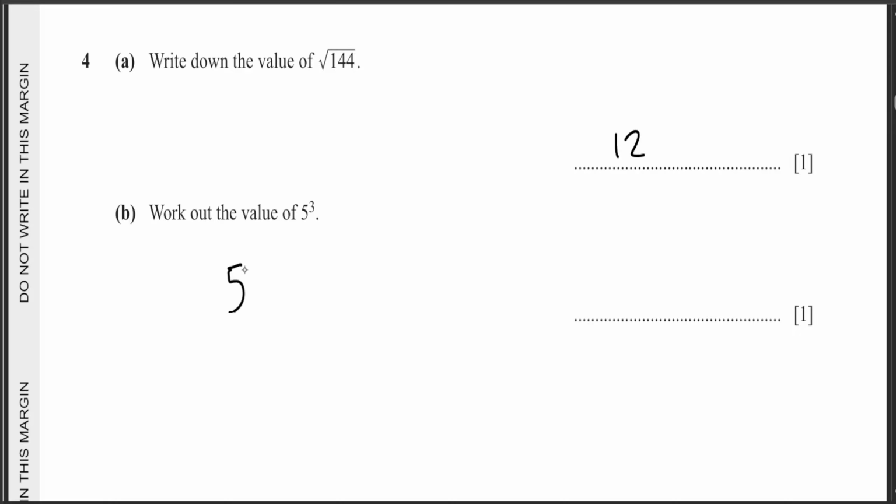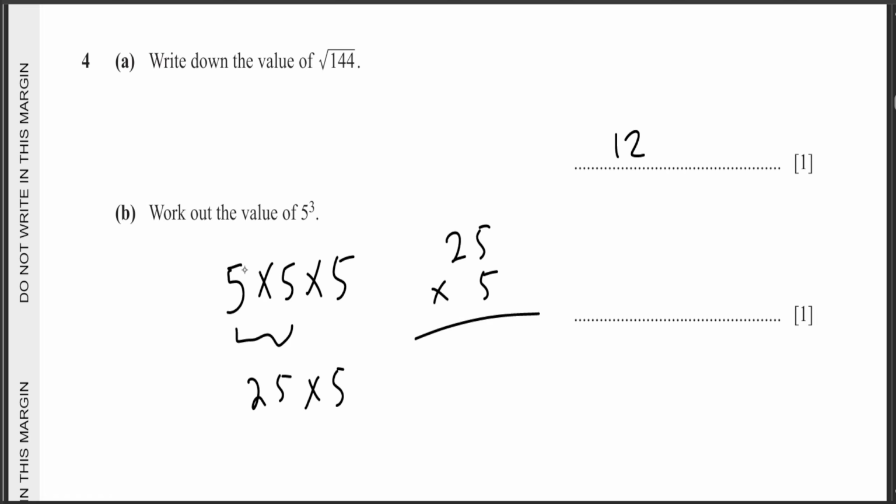Work out the value of 5 cubed. 5 cubed is 5 times 5 times 5. 5 times 5 is 25. Then do 25 times 5. 5 times 5 is 25, carry 2. 5 times 2 is 10, plus 2 is 12. So 125.